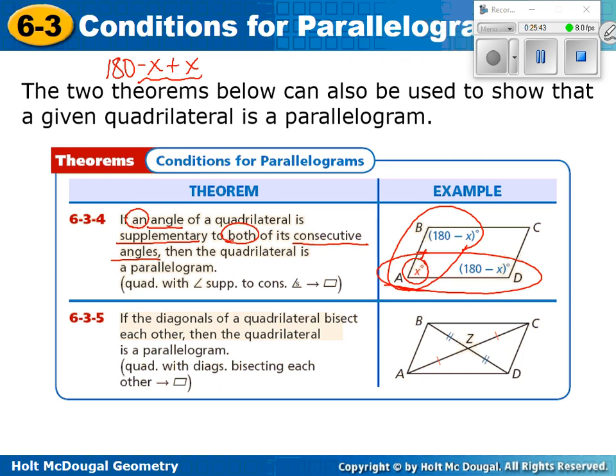So we don't need that fourth angle because they have to add to be 360 as long as you have one angle supplementary to both of its consecutive angles. That's enough to say it's a parallelogram. Okay? So it doesn't have to be all four supplementary. That's the change.